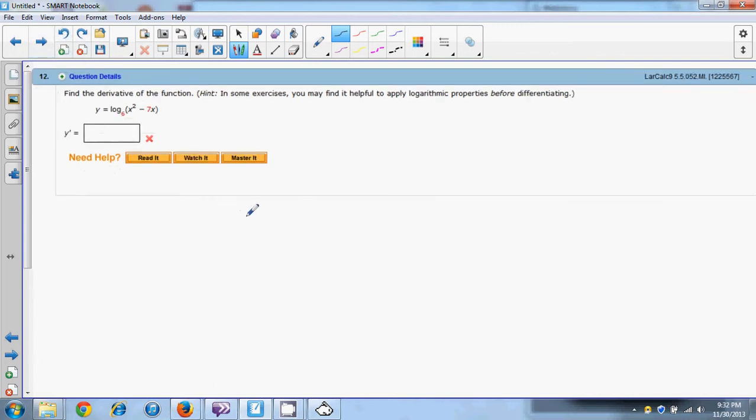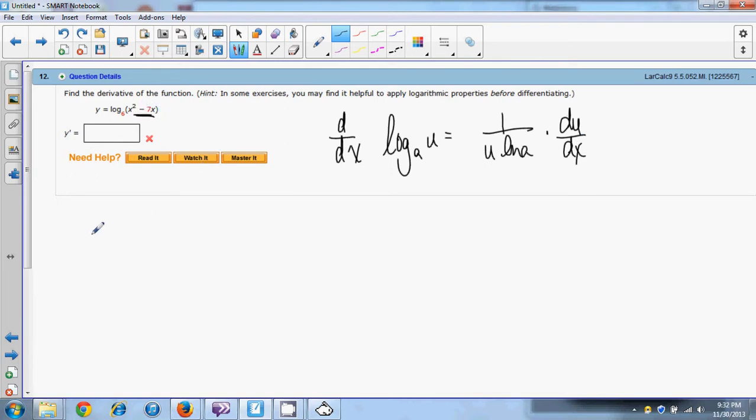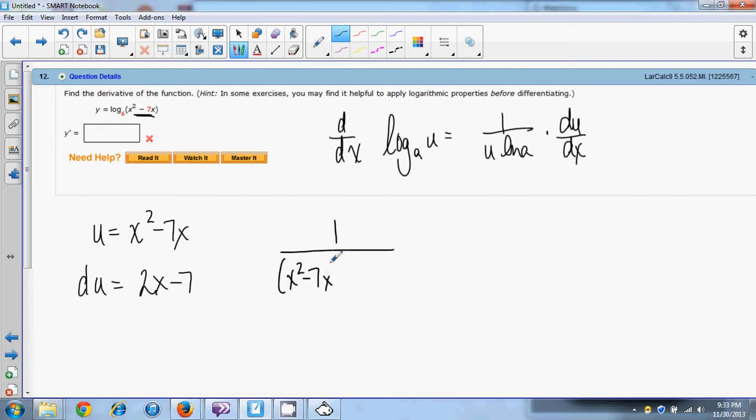Another rule that we had from the front part was that log base a of x, or in this case of u, and that derivative, when you have something that looks like that, is 1 over the u times the ln of a, and then you have your du dx out here, right? So all of this is going to be u. So if u is x squared minus 7x, then du must be 2x minus 7, with my a being a 6. So I have 1 over u, which is x squared minus 7x, ln of a, which is 6, times my lovely derivative, which is 2x minus 7.